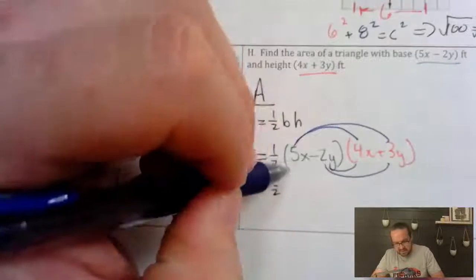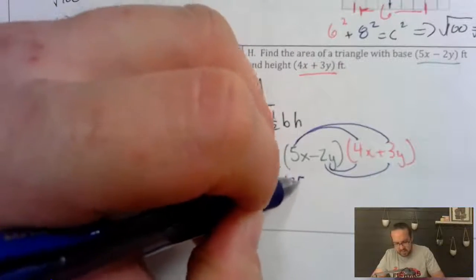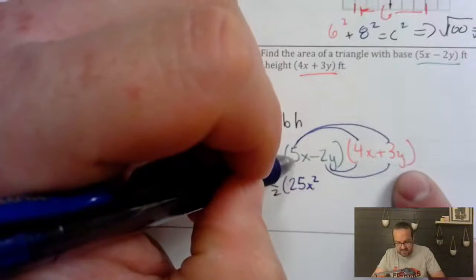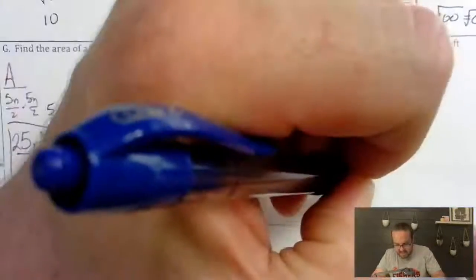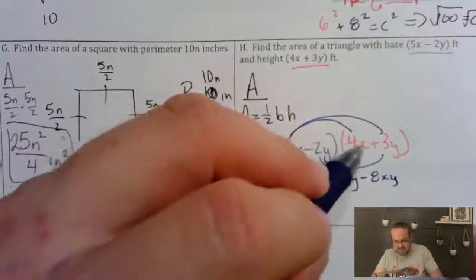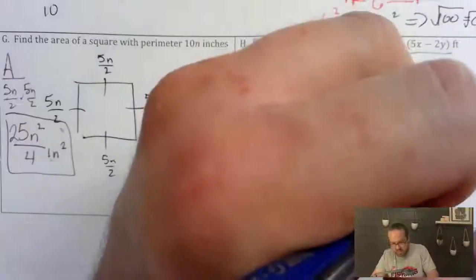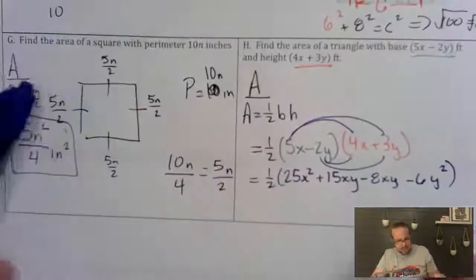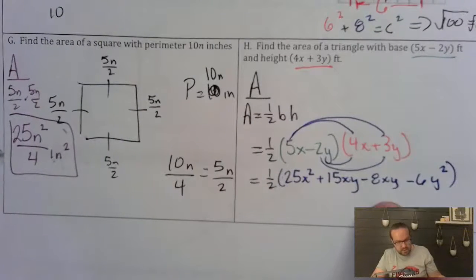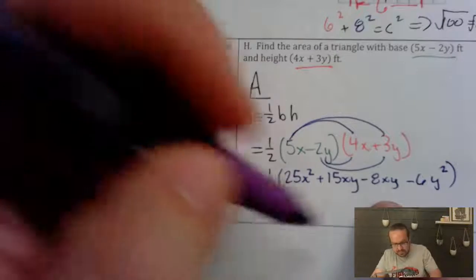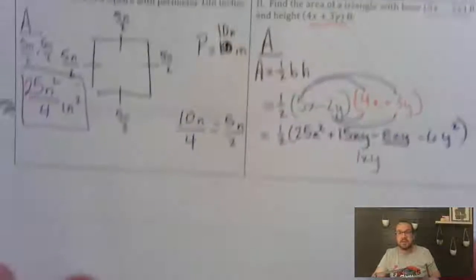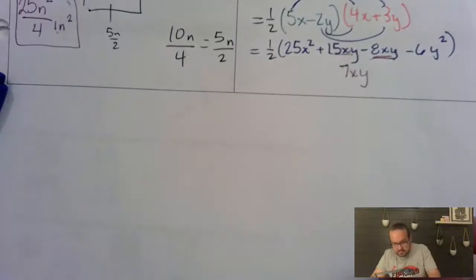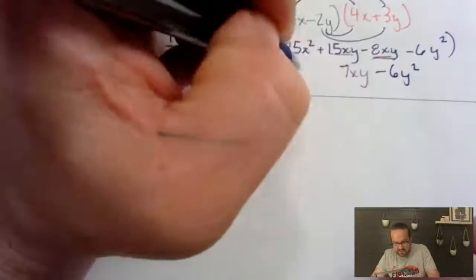And so what I have is 25x squared. That's going to be 15xy, so 15xy minus 8xy. Again, multiply the numbers and just stick the letters behind it. Minus 6y squared. All right, looks like we can combine some things here. All right, we have some like terms in the middle. That would just make it 7xy. Minus 6y squared and 25x squared.